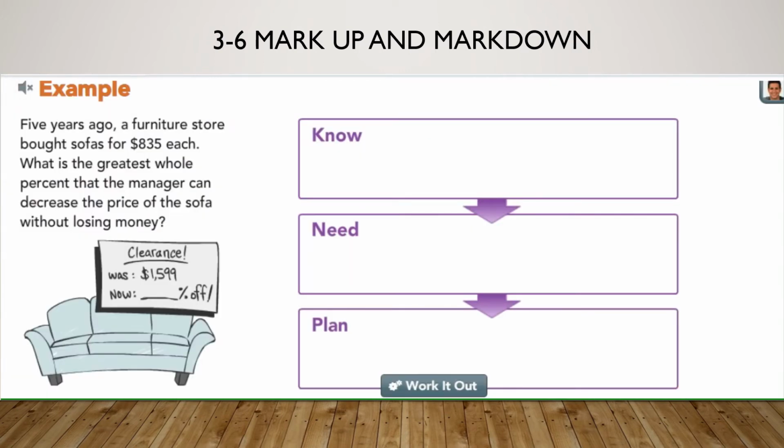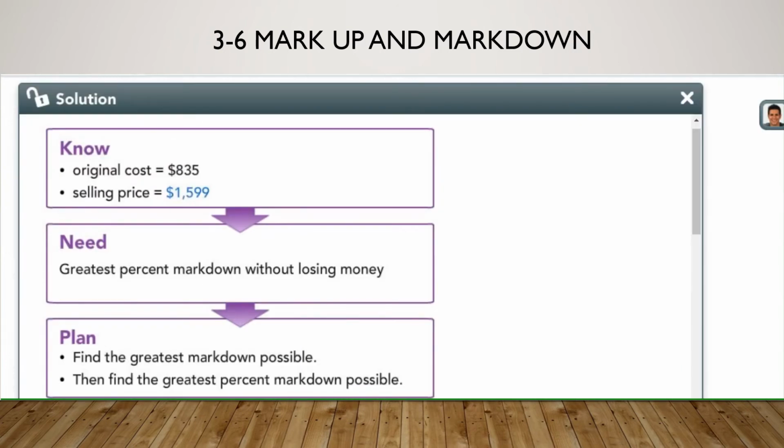5 years ago, a furniture store bought sofas for $835 each. What is the greatest whole percent that the manager can decrease the price of the sofa without losing money? Here is our given information, or the information we know. We know the original cost is $835. The selling price was $1,599. What we need to know is the greatest percent markdown without losing money.